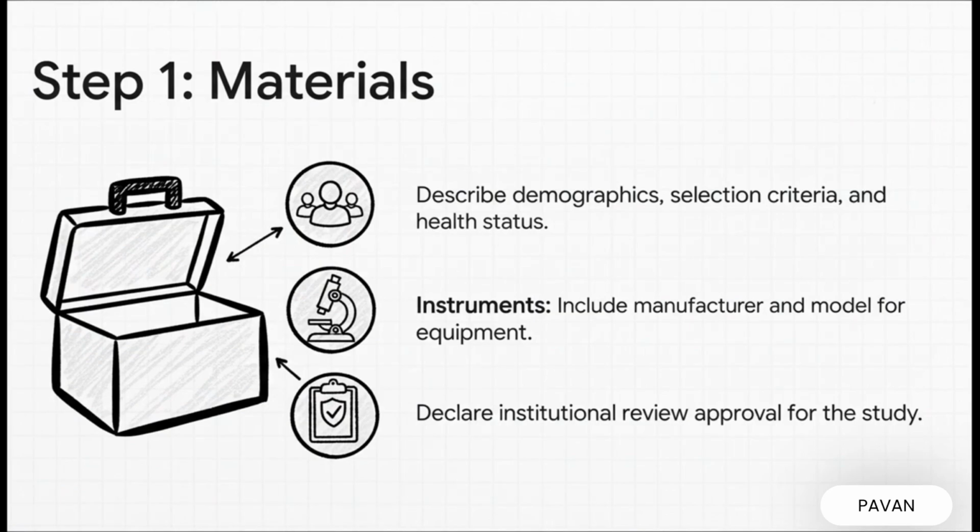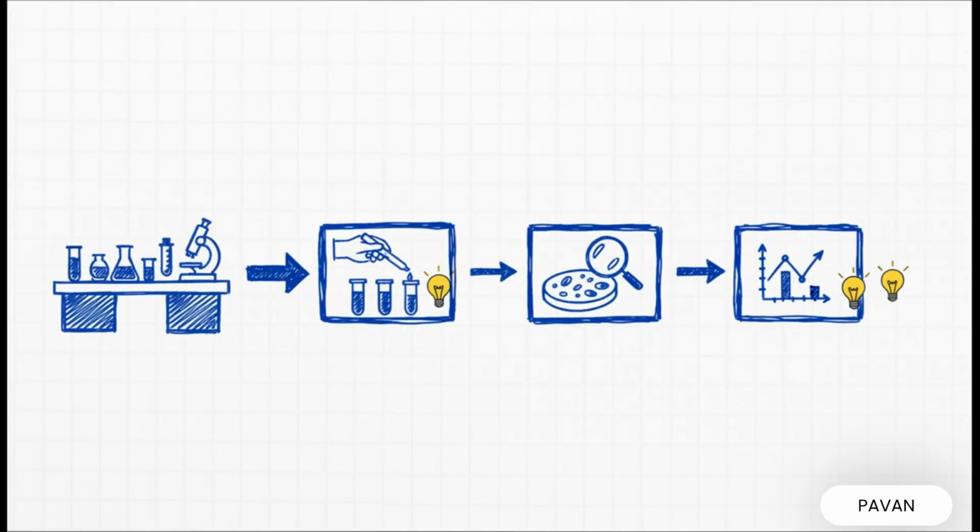Step 1 is your shopping list. Materials. Who or what did you study? If it's people, you've got to include their demographics, age, gender, health status, and exactly how you chose them. For your equipment, be specific. Don't just say a ventilator, say which manufacturer and what model number. And this last one is non-negotiable. You absolutely must include a statement saying you got ethical approval from an institutional review board. No exceptions.